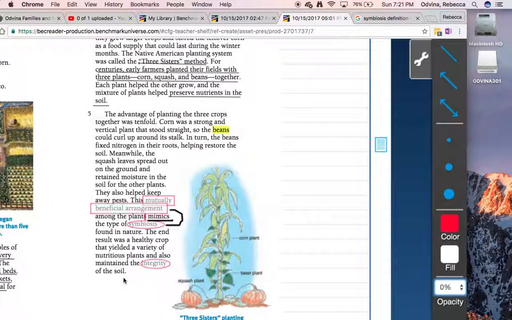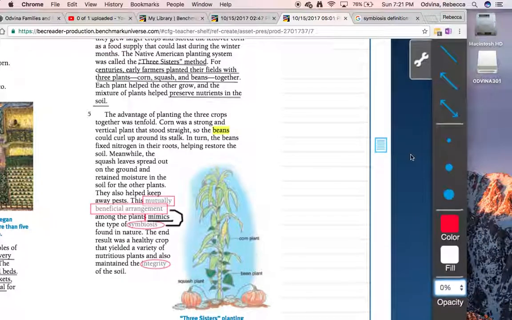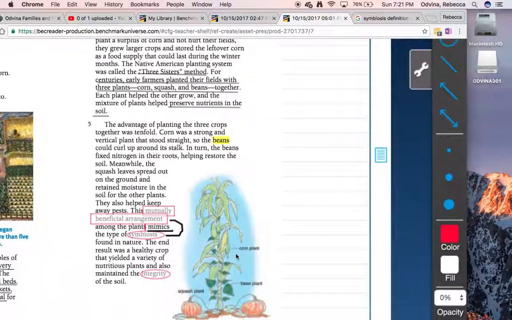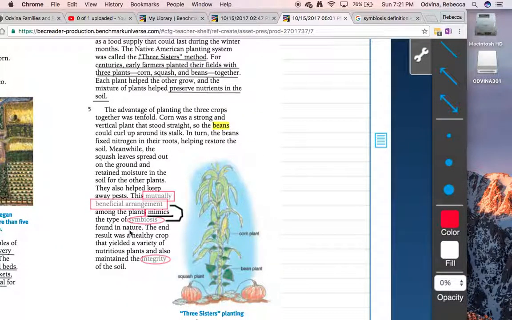Okay, so now I need to look around it and see, what does integrity mean? The end result was a healthy crop. So I see certain words. Healthy crop that yielded a variety of nutritious plants, and also maintained the integrity of the soil. So it seems like this would be a good thing. Integrity would be healthy and good for the soil and good for the plants.